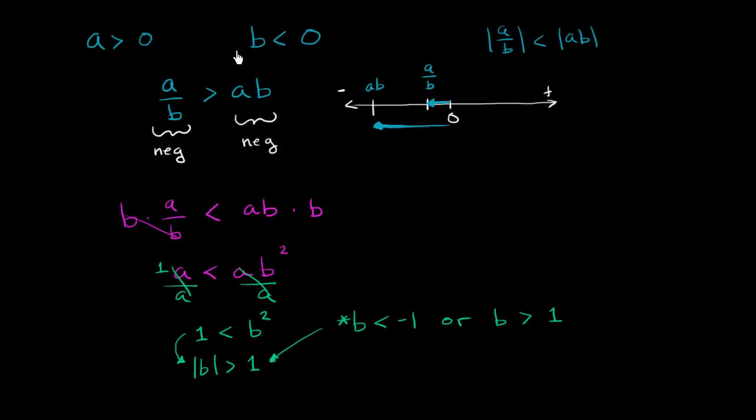Now, we have our other constraint, that b is less than 0. So since we know b is less than 0, we can take this out of the picture. And if the absolute value of b is greater than 1 and b is less than 0, then we know that b has to be less than negative 1. So wherever negative 1 is, b is going to be less than that.